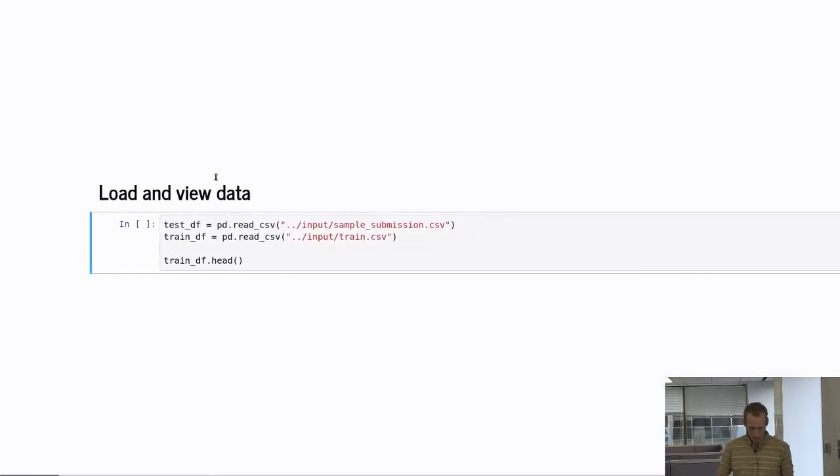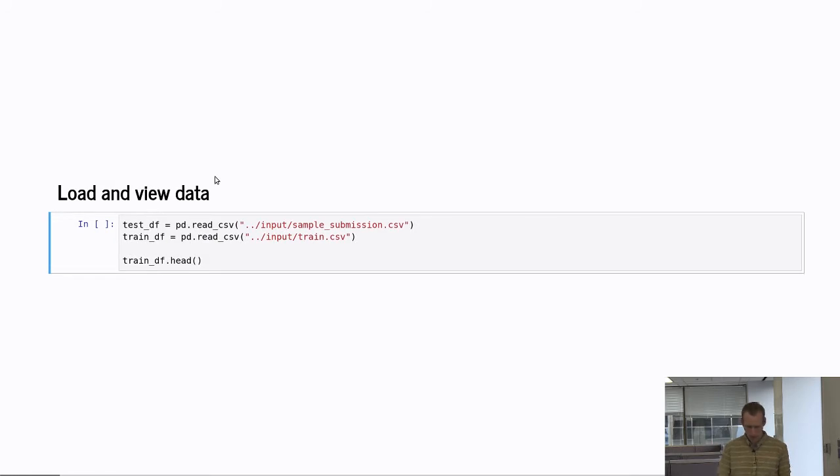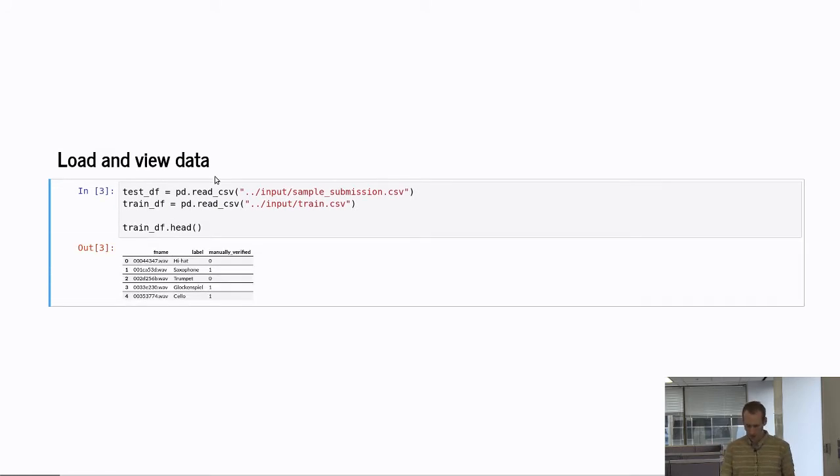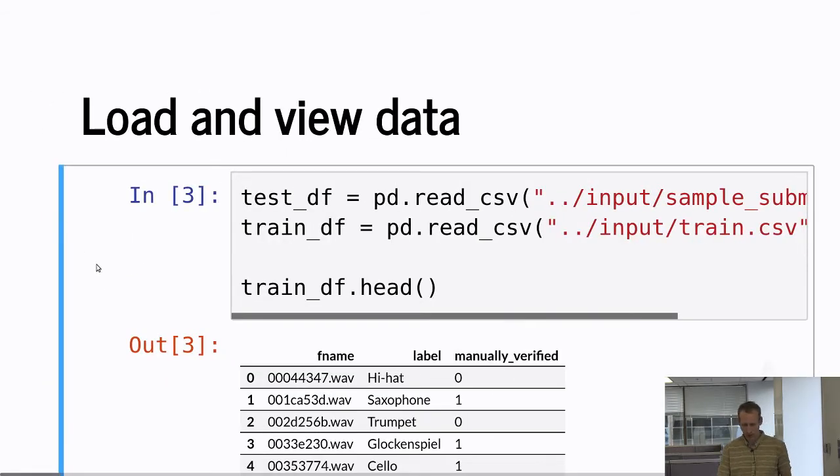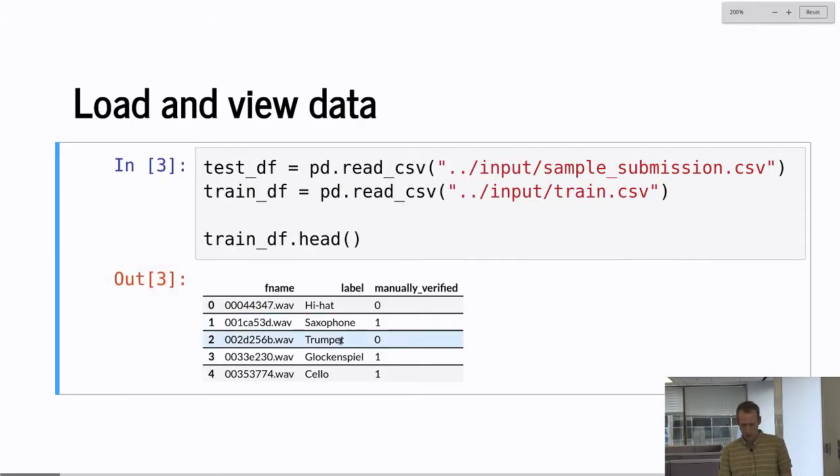That's all pretty basic. So what do we get here? This right here is the first five lines of the CSV file we get for our training data. The testing data looks exactly the same, except it doesn't have a manually verified column. And the label's kind of a dummy label. It's just the same label for everything.